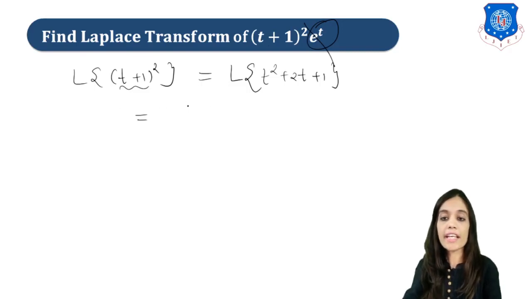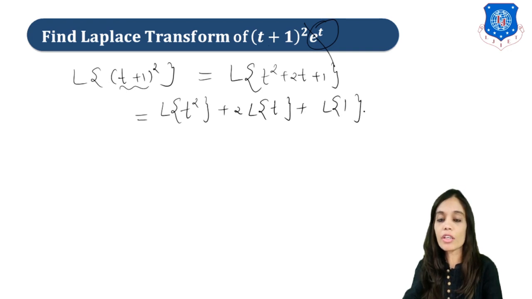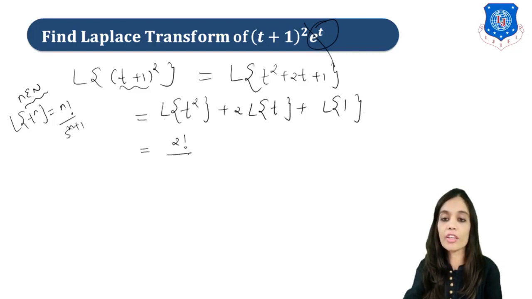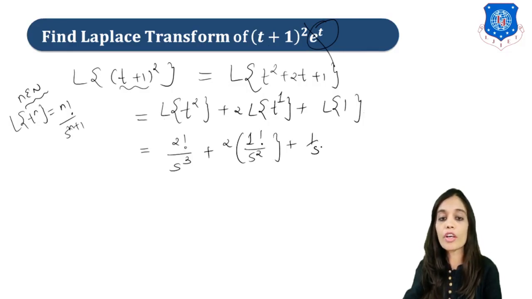Now we will open the bracket using the linearity property. So we will have Laplace of t square plus 2 times Laplace of t plus Laplace of 1. Now just use the formula of Laplace of t raised to n, and that is what? N factorial upon s raised to n plus 1, whenever n belongs to natural numbers. So apply that formula, so the answer will be 2 factorial upon s cube. Here the value of n is 1, right? So it will be 2 times 1 factorial upon s square plus 1 upon s. Simplify this, so finally the answer will be 2 upon s cube plus 2 upon s square plus 1 upon s.